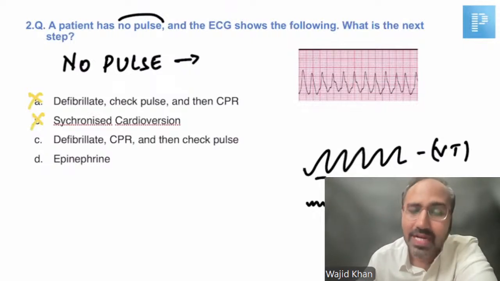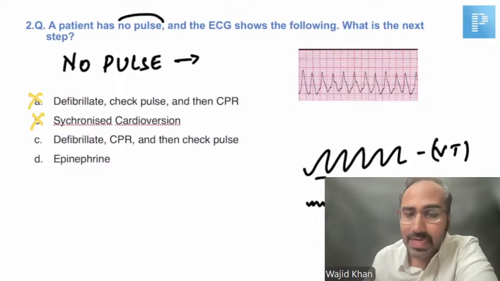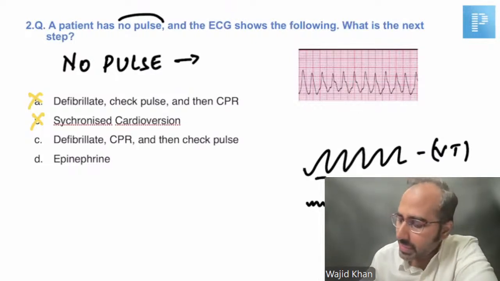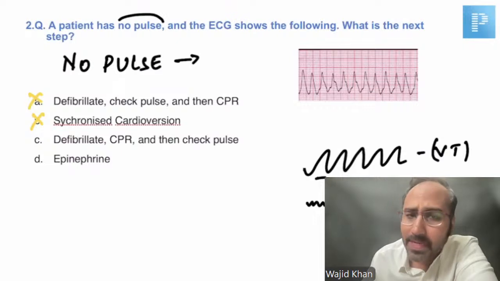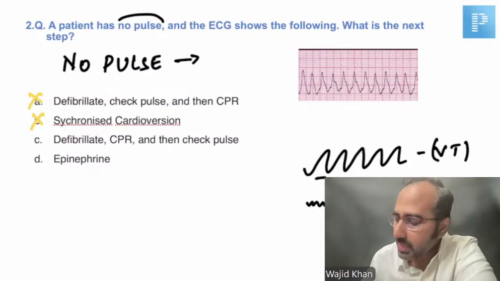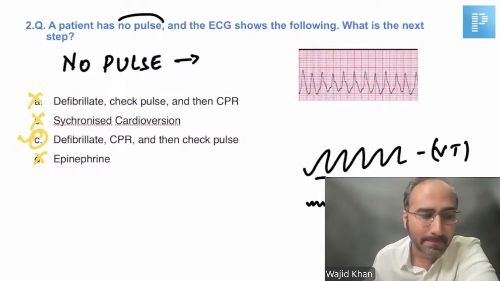Why? Because synchronized cardioversion is usually done for the management of tachyarrhythmias. Always in cardiac arrest we go for asynchronized cardioversion. Next, will you go for epinephrine? No sir. If there is no pulse and the ECG is flatline, the drug of choice is epinephrine. But not here. The answer over here is you defibrillate, then you give CPR, and then you check for the pulse.